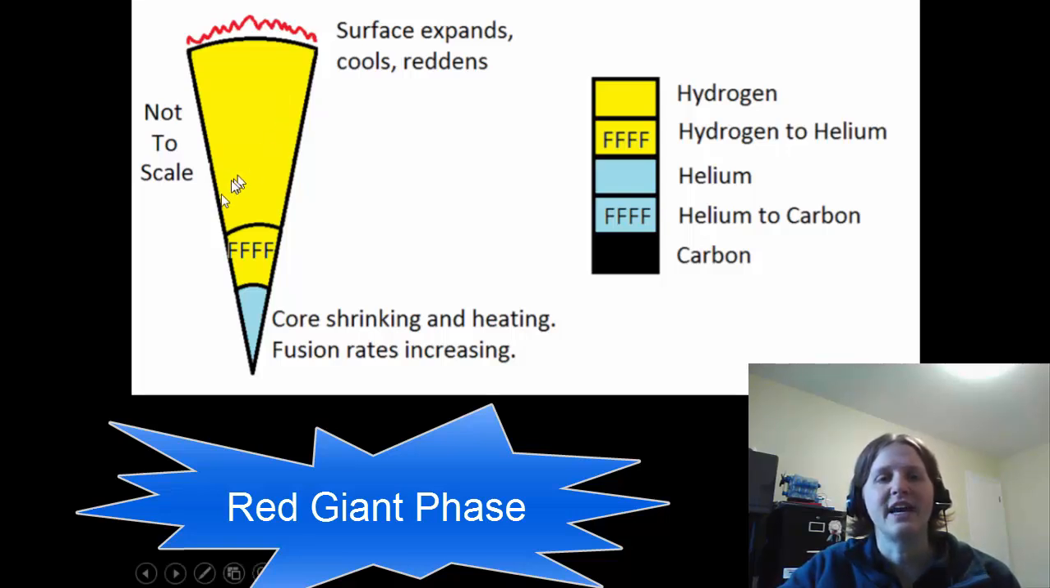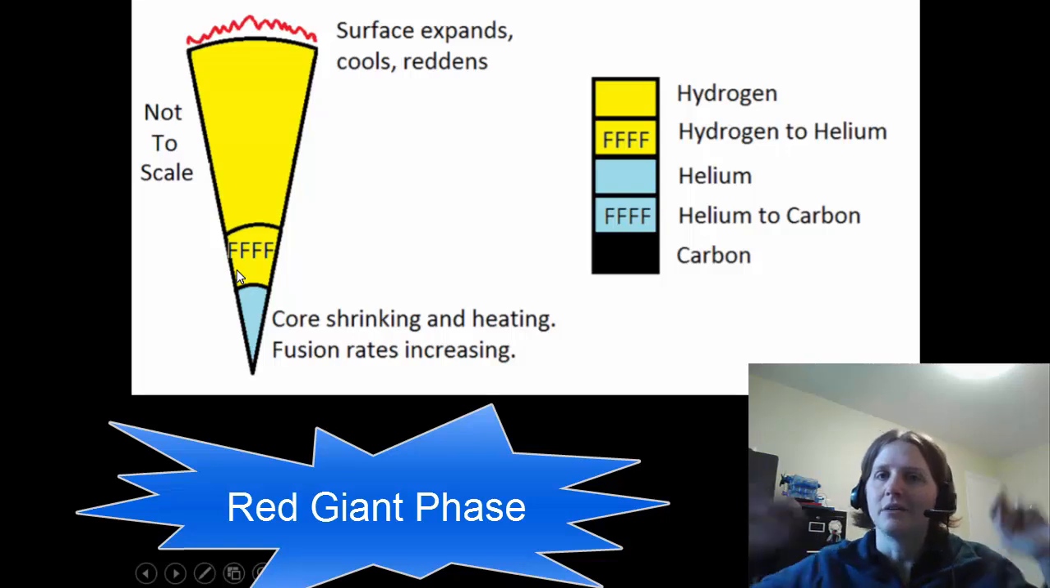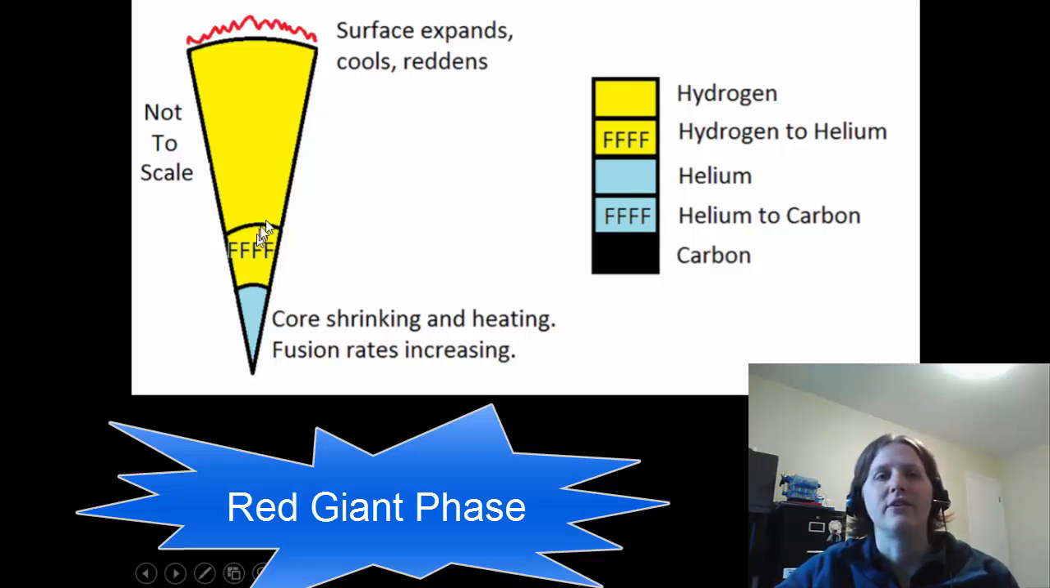So take a second to notice that because the core is shrinking, that makes the surface expand. It's a little bit counterintuitive, right? But the core shrinking makes more fusion. That extra heat pushes the outer layers further out. And so the surface expands. And just because this gas right here has to expand and it's not getting any of this trapped energy from down below yet, the surface also cools and it looks red.